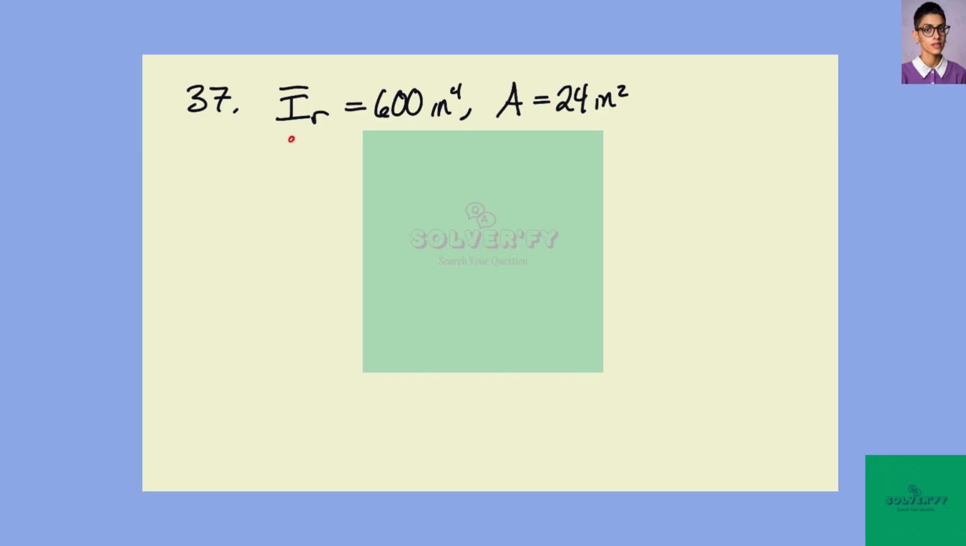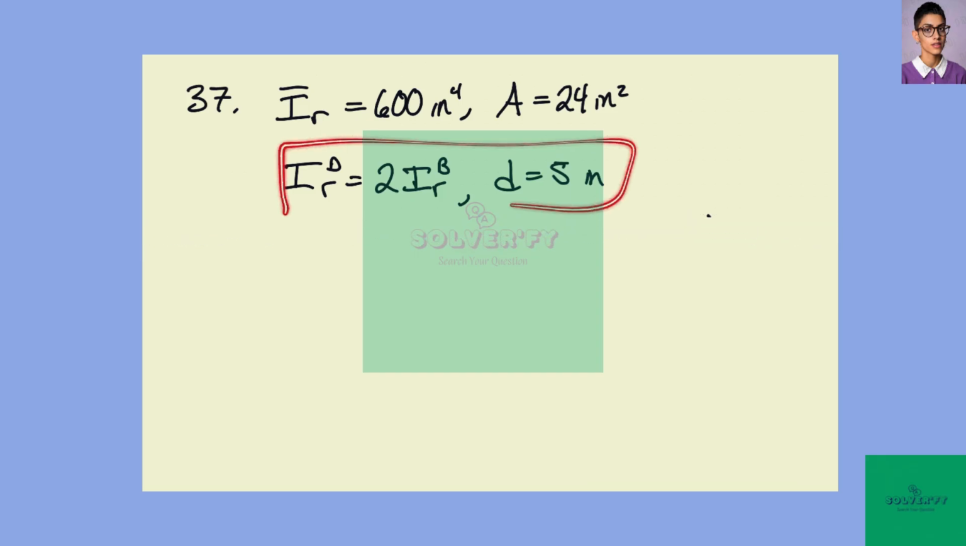All right, so we're given our information here about the cross section and the centroidal properties. We are given this information about the polar area moment about D, how it relates to that about B, and then our distance d of 5 inches from the x-axis down to points B and D.